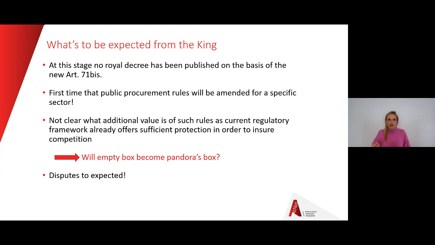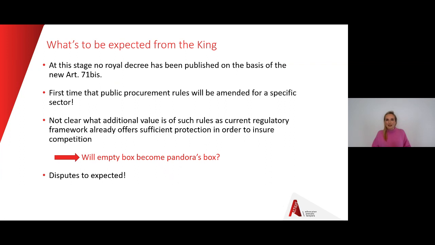And also, for us public procurement practitioners, it's a very strange creation, this new Article 71 bis, because it will be the first time that public procurement rules will be amended for a specific sector on an ad hoc basis, and then basically for only a specific segment of products, being those who are underused. Also, to me, but that's purely from a public procurement perspective, it's definitely not clear what the additional value is of such rules, as the current regulatory framework already offers sufficient protection in order to ensure competition.